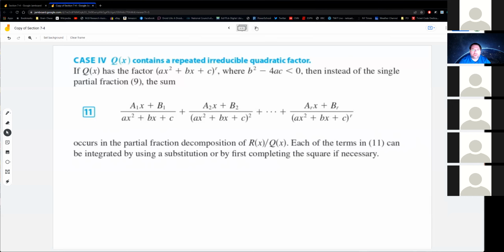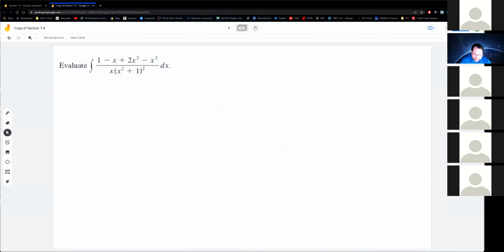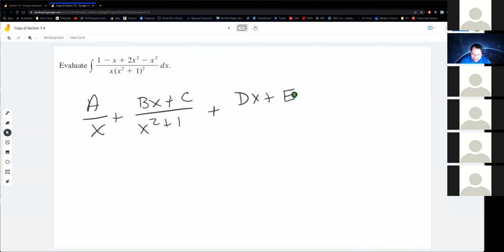So let me show you an example of that one with this one. If I did this one, it would be A over X plus BX plus C over X squared plus 1, and then plus DX plus E over X squared plus 1 squared. So you'd actually split it up like that. So it's kind of the combination of case 2, where we had multiple linear factors, we have to write them out and do the squares, and case 3, where it's the BX plus C on top of it.